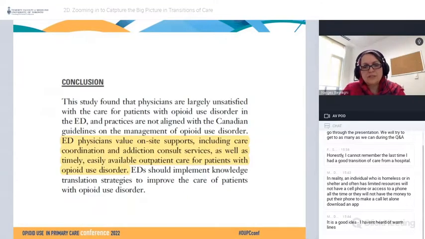The conclusion of this study is that what we are doing in our emergency departments is not aligned with the Canadian guidelines on the management of opioid use disorder. What emergency department physicians value is transition of care. They like on-site support, including care coordination, addiction consult services, as well as timely and easily available outpatient care for patients with opioid use disorder.